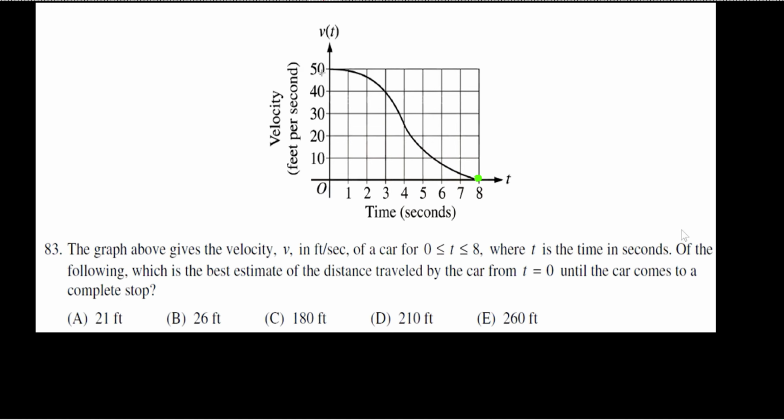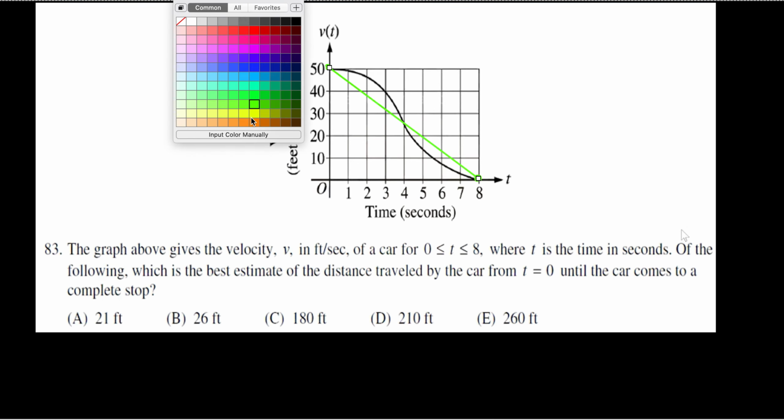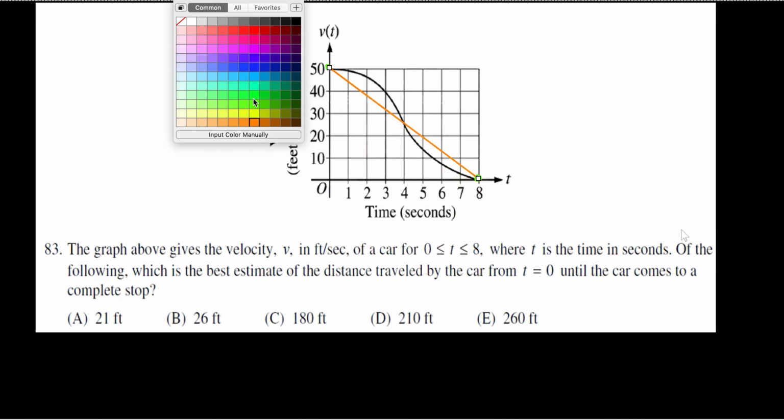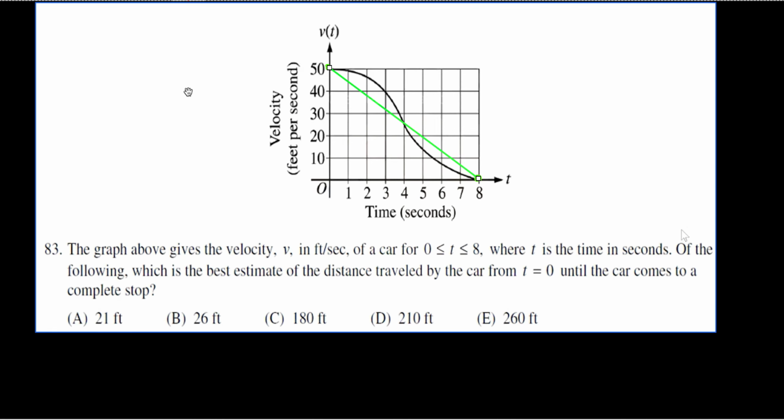The velocity is 0. And what I'm going to do here is draw the straight line connecting these 2 points to illustrate that if I want an approximation for the area, it's not too bad to approximate the area of this triangle. Why is it not too bad to approximate the area of that triangle? Because if you notice, the area of this triangle is very close to the area underneath the curve.